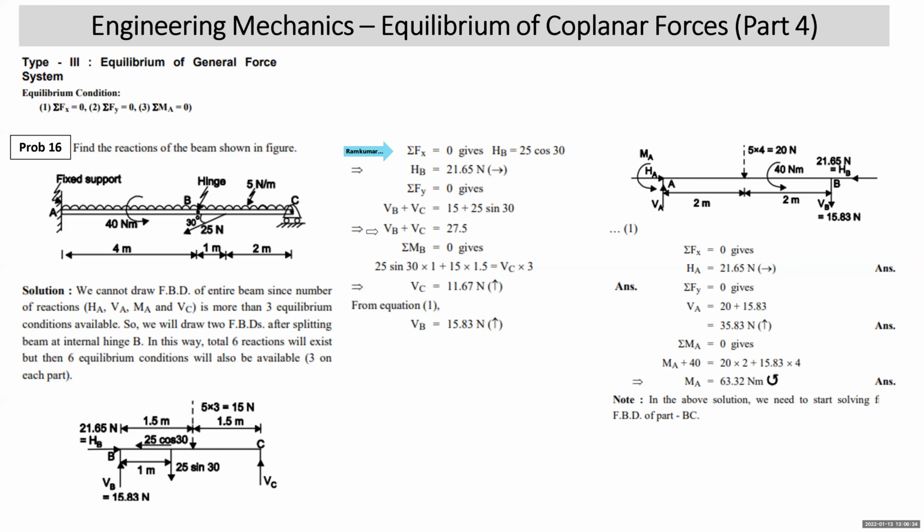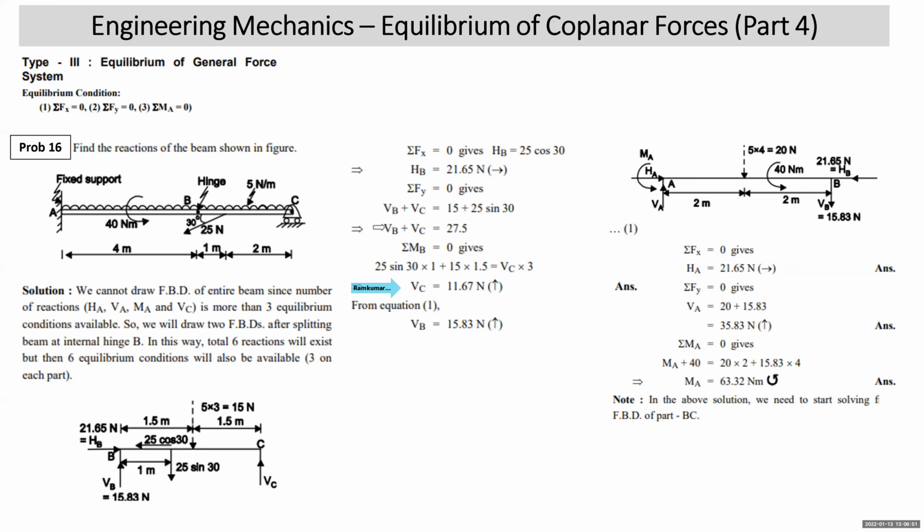You get another equation. Take moment about B. HB, VB will go off. Even 25 cos 30 will go off. 25 sin 30 into 1 clockwise, 15 into 1.5 clockwise, VC into 3 anti-clockwise. You get the value of VC. The value of VC is 11.67, positive. That means it is upward.